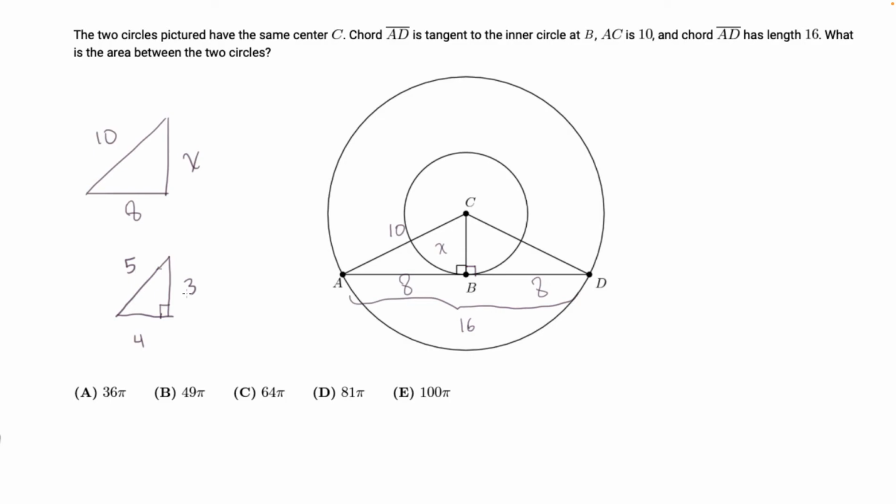And since this is 3, and we divide it by 2 to get to this length, we can multiply by 2 to get it to the original length. So 3 times 2 is 6. So we have x is 6. This is the radius of the inner circle C. So the radius of the small circle is 6.